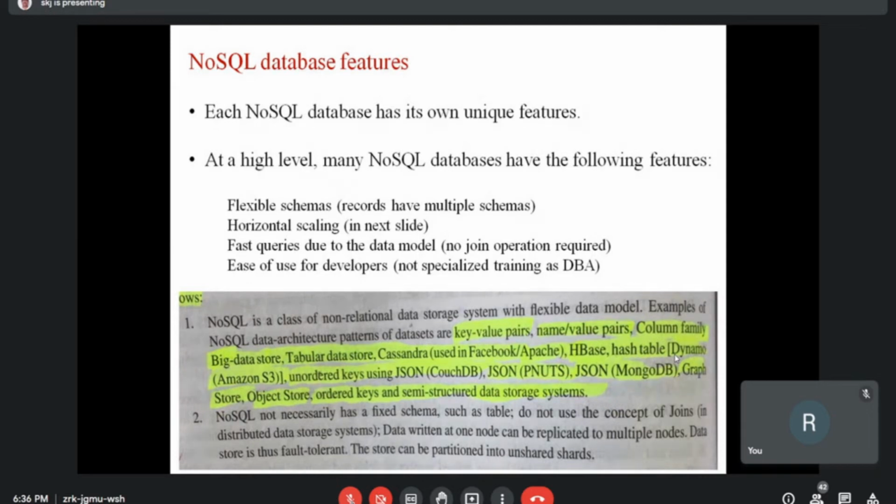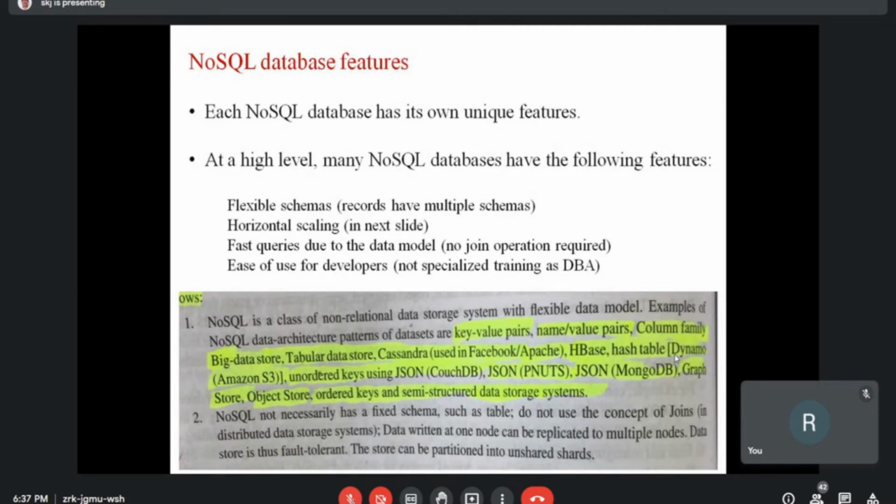In a relational database, to retrieve data we use to join two or more tables. Okay, so join operation is a very costly operation. It requires a lot of processing. So here we do not have any such kind of join operation. So the query is processed in less time. So it is faster. Okay. So fast queries due to the data model, no join operation required here.